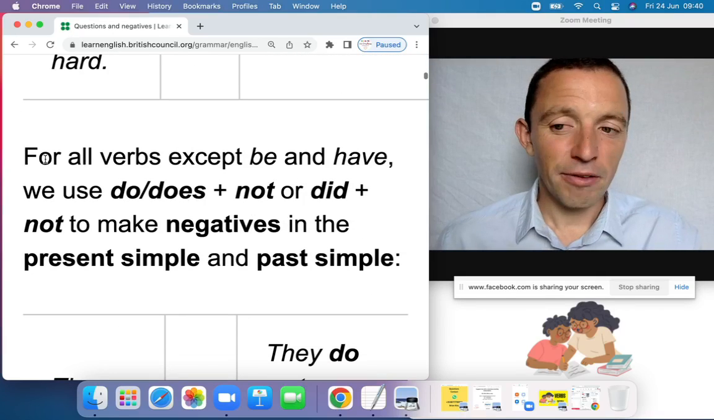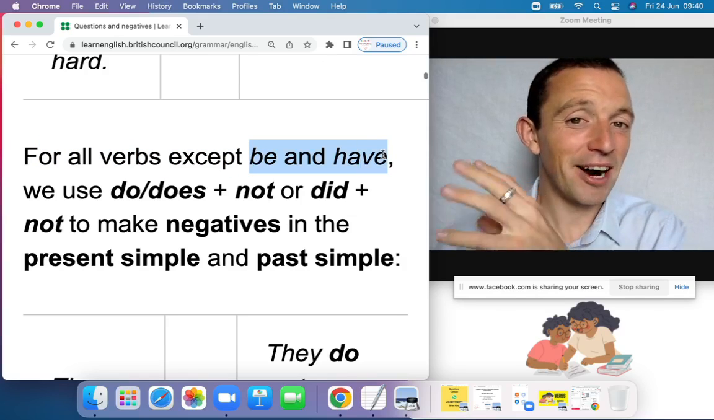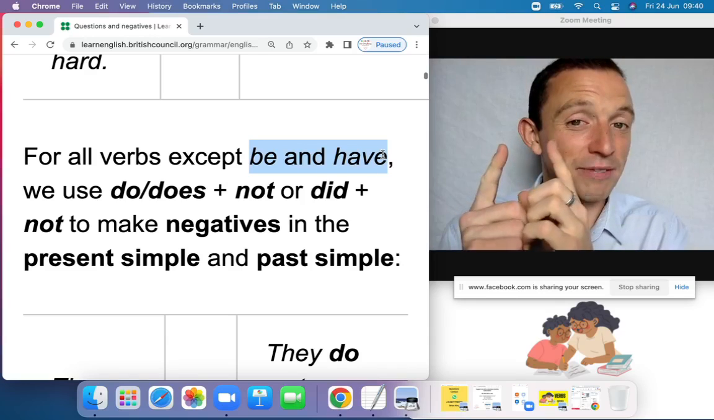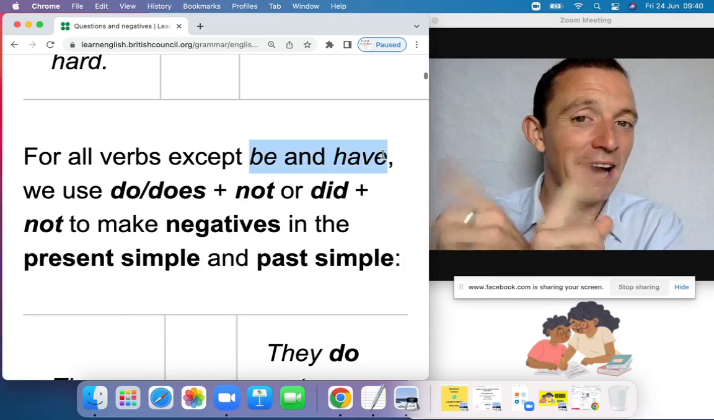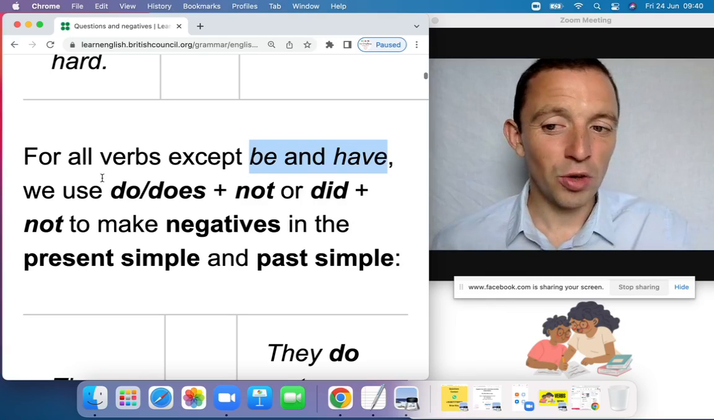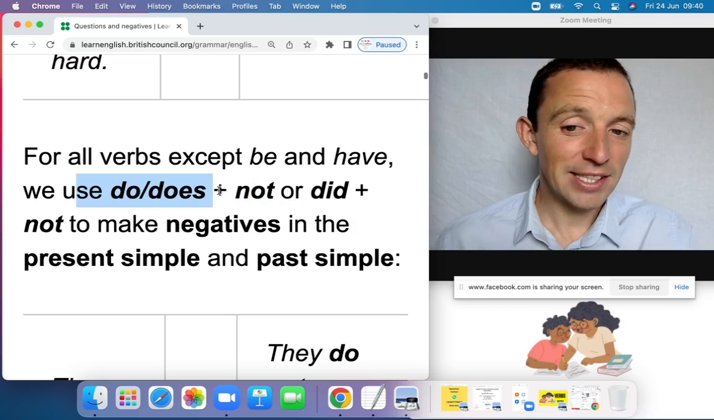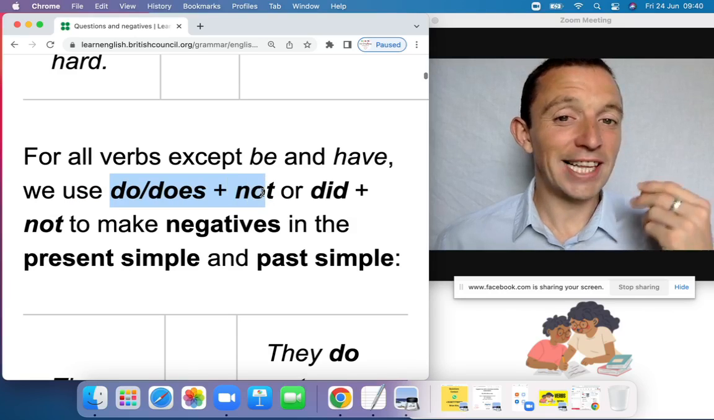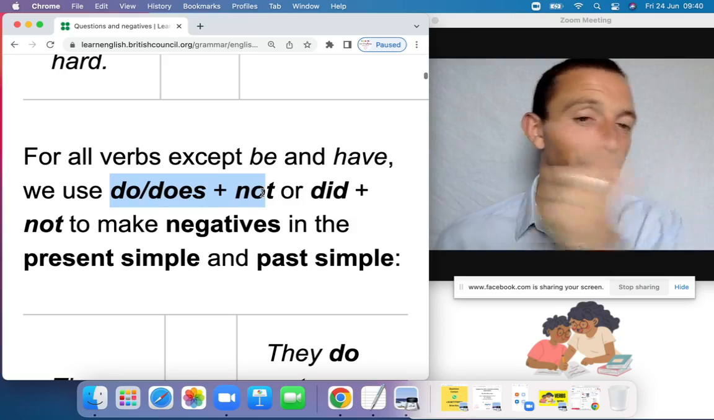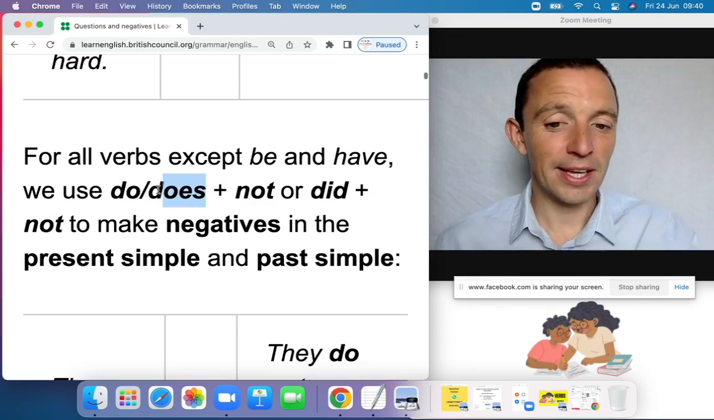Next, for all verbs except be and have, so be and have are exceptional and very important. I think basically we change the position of the subject and the verb with be and have to create the yes/no questions. For other verbs, we use do plus not in the present to create the negative. I do not like in the present, and in the past, I did not like. If it's the third person, does.